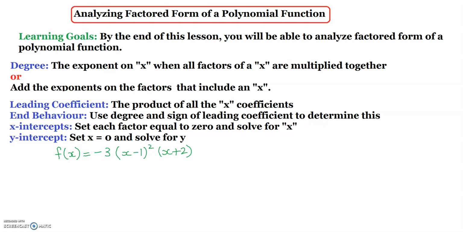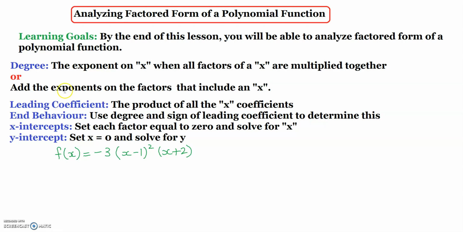Analyzing factored form of a polynomial function. Learning goals. By the end of this lesson or video, you will be able to analyze factored form of a polynomial function. So the first term we're going to learn is the degree, which is the exponent on x when all factors of x are multiplied together. Or, in other words, add the exponents on the factors that include an x.